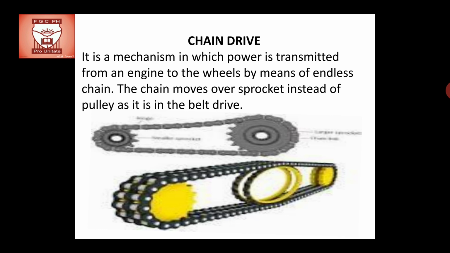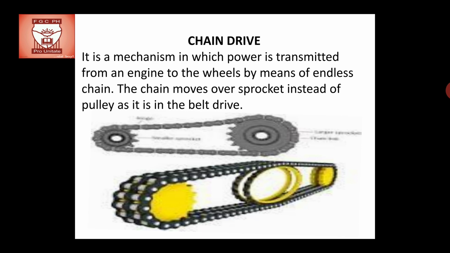Now go to chain drive. What is chain drive? It's also a drive mechanism just like belt drive. It's a mechanism in which power is transmitted from an engine to the wheels by means of an endless chain. The chain moves over a sprocket instead of a pulley as it is in the belt drive. Yes, in chain drive the chain moves over a sprocket, but in belt drives, it moves over a pulley.